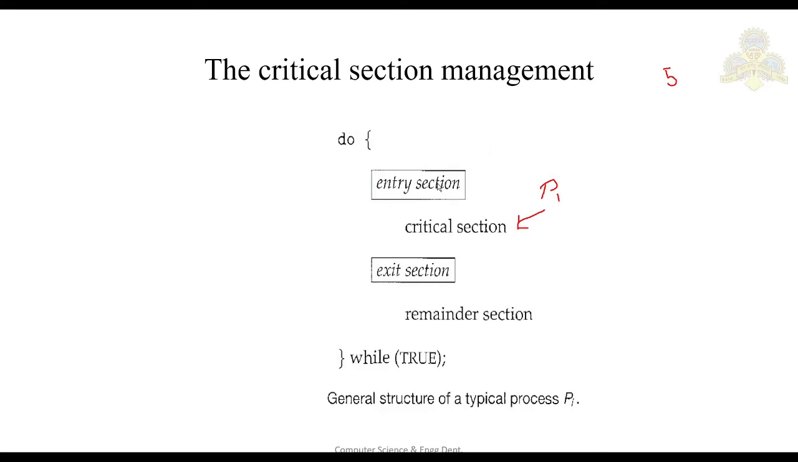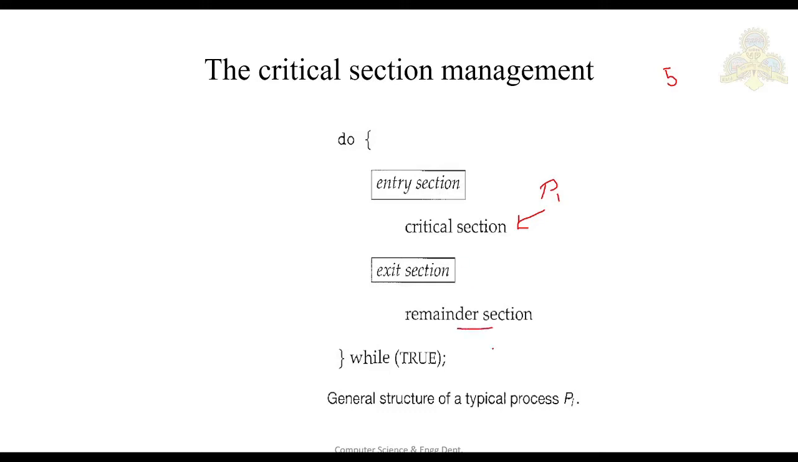This entry section is followed by the critical section, which we have already seen. Then the critical section is followed by the exit section. Say suppose your process P1 is doing some work in the shared memory, the critical section. Once it is done accessing the shared memory, it will exit from that particular section. The code for that exit is present in the exit section. The exit section is followed by the remainder section, which is nothing but the remaining code of that particular process. Once it is done with the critical section, it has some other instructions to be executed, and those would be present in this remainder section.